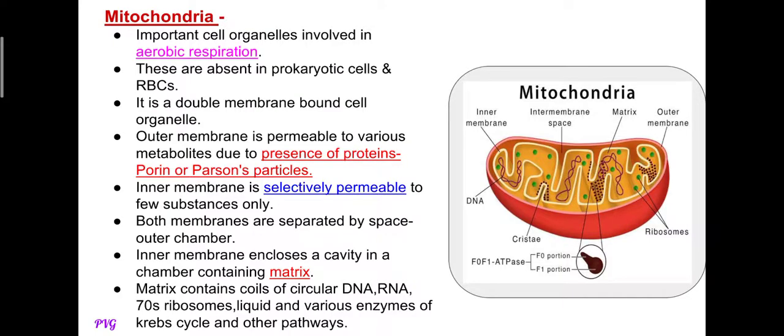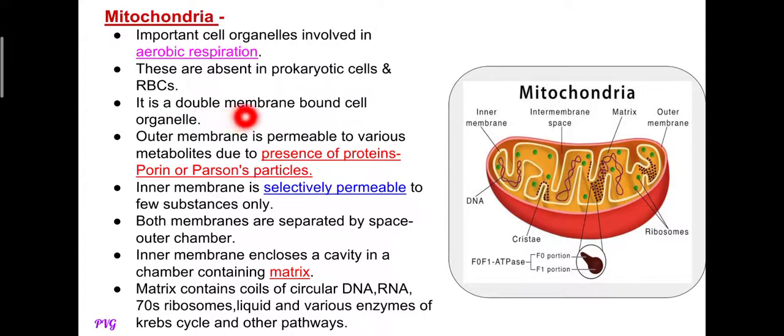Then we study one more important cell organelle, that is the mitochondria. See the structure of mitochondria. It is somewhat oval in shape. The shape may be variable. Then this organelle shows an outer membrane, inner membrane, intermembrane space, then the matrix filled in that membrane, DNA, then cristae, finger-like projections of the inner membrane, and it shows ribosomes. Thus, a number of contents are present in this, but these mitochondria play an important role in aerobic respiration. These are absent in prokaryotic cells and RBCs.